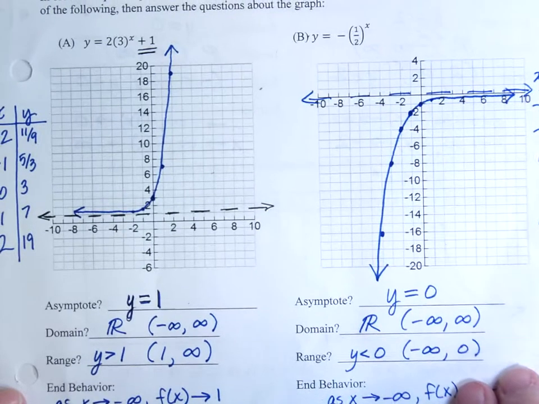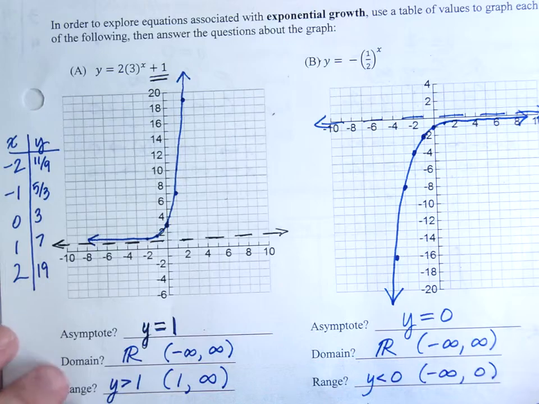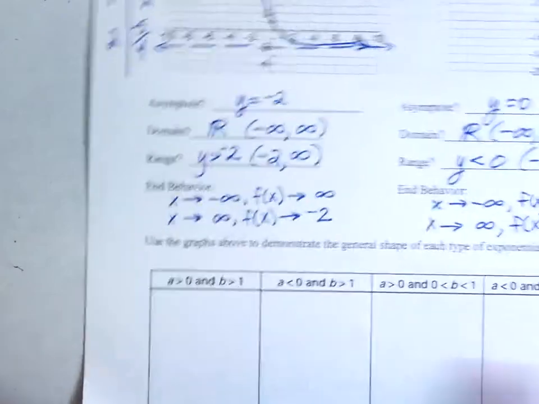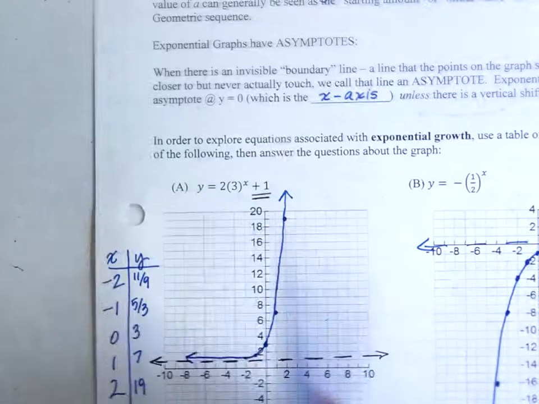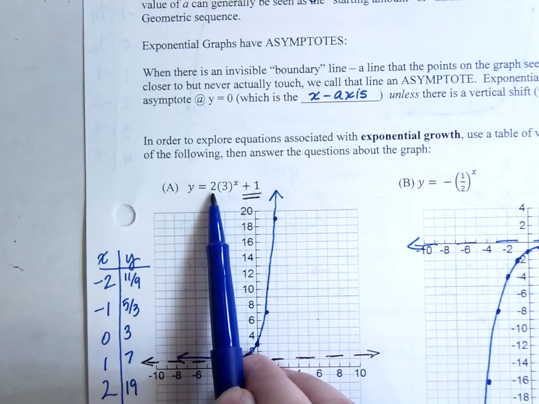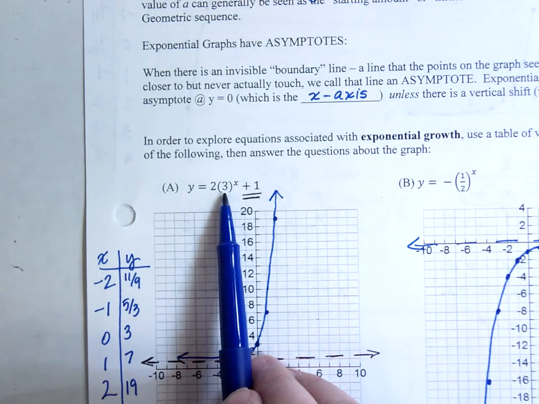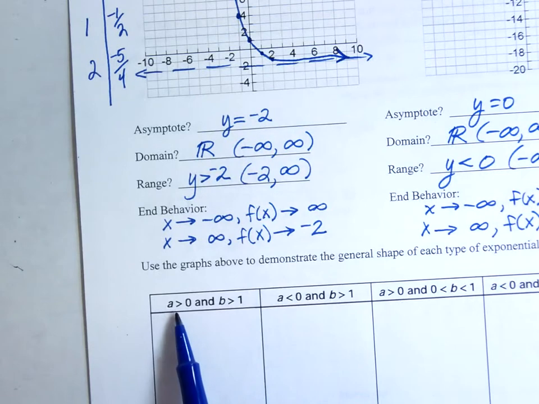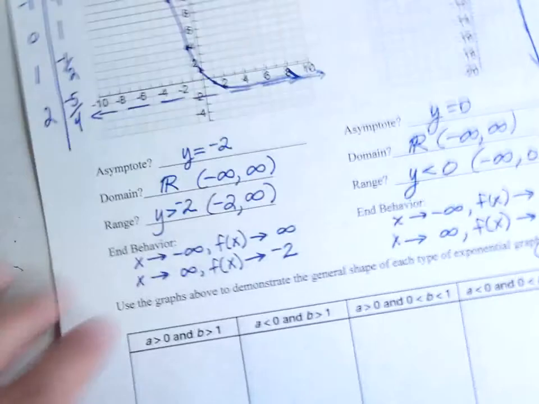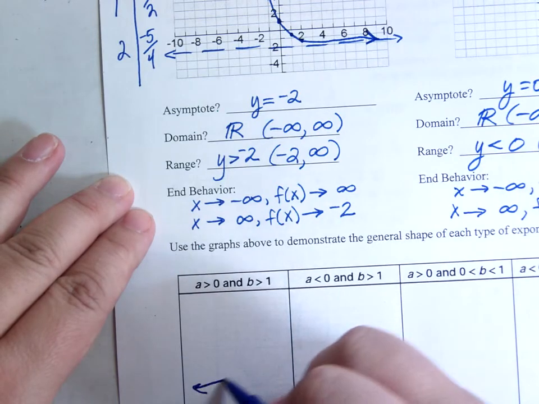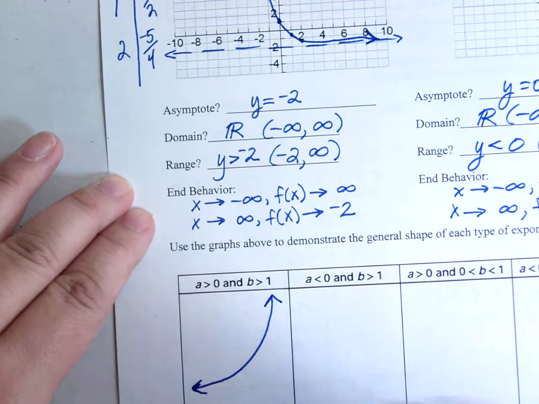Okay, so what you're going to do is you're going to look at each one of these and find the graph that matches that and see what the basic shape is. For instance, on the first one here, the A value is 2. That's positive. The B value is 3. That's greater than 1. Okay, positive A, B greater than 1 has the shape that we had right here, which is like this, basically. It doesn't have to be terribly accurate.